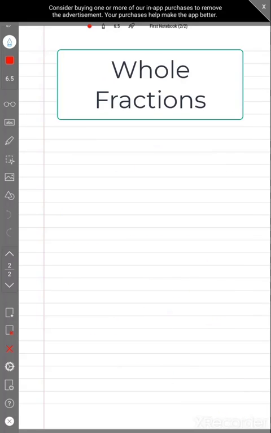Whole fractions are fractions that equal whole numbers. So that means what? This means that the numerator divided by the denominator will be a whole number. For example, if we have 3/1, 3 divided by 1 is 3. 2 divided by 2, which is 1, or 8 divided by 4. Now, when you divide the numerator by the denominator, you will get a whole number.